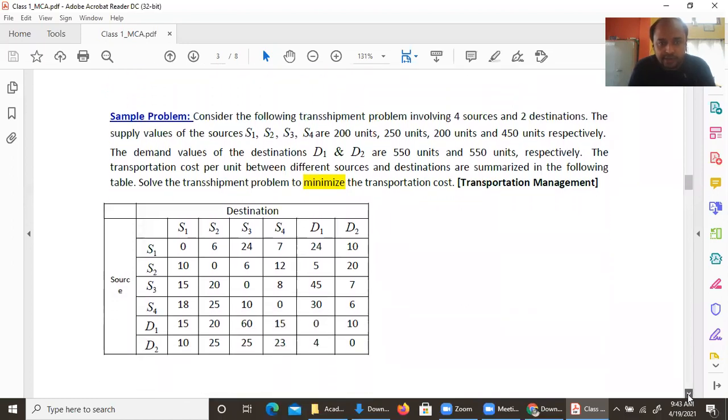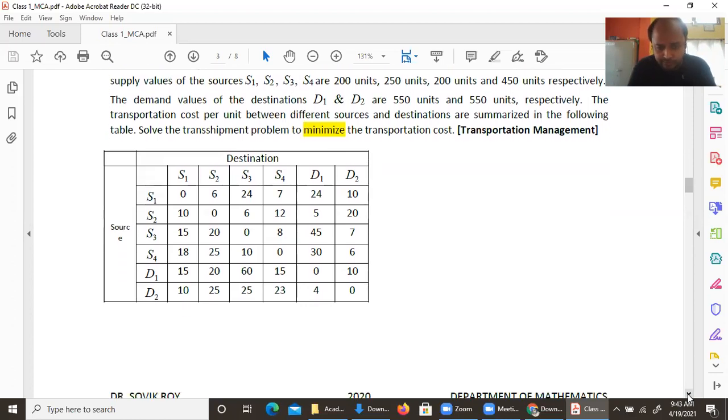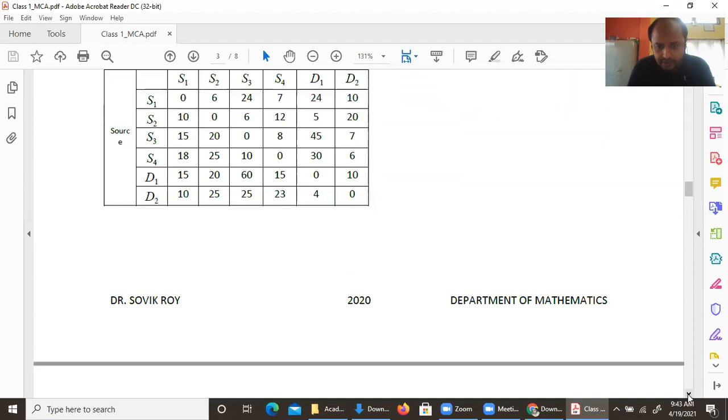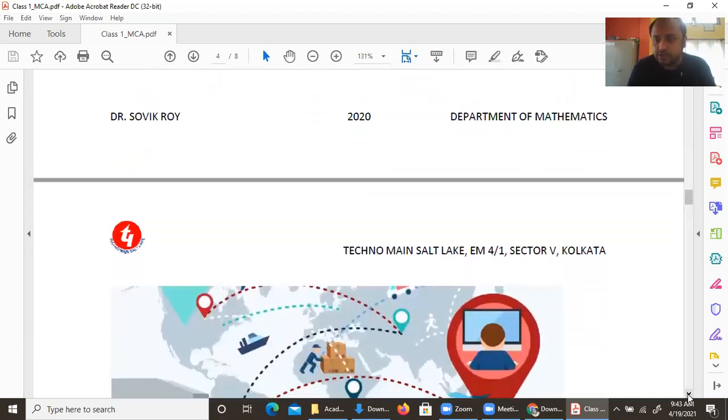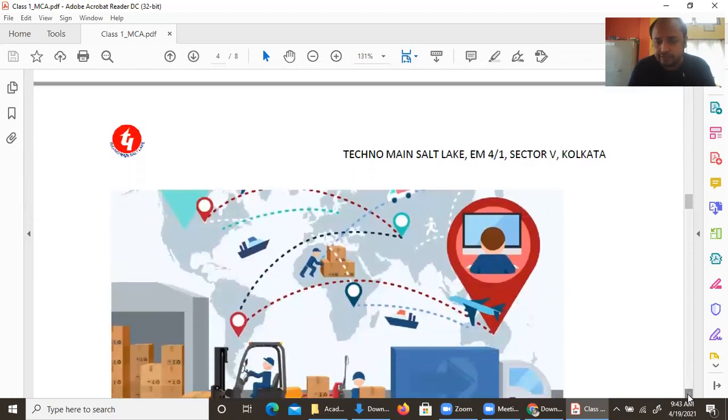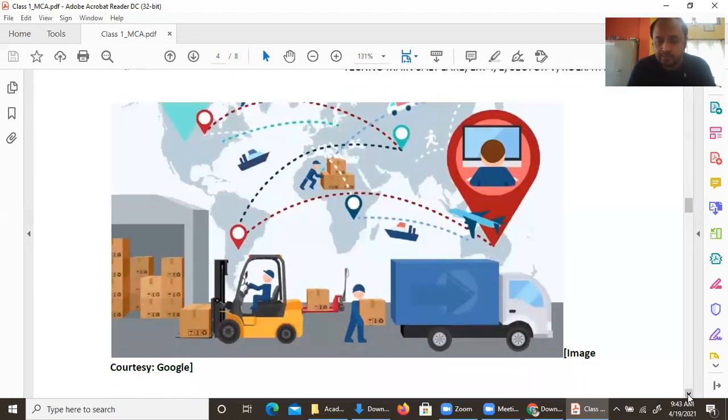This following example, which you can see in front of your screen, is an example of a transportation problem. Actually, this is a special type of transportation problem which is called a transshipment problem. I shall share this note with you. Don't worry about that. Today I'm not going to start rigorous problems and rigorous mathematics. I'm just giving you a feel of what a linear programming problem is.